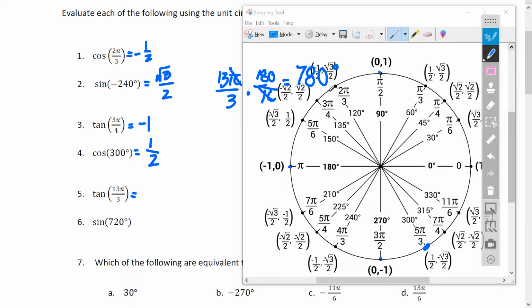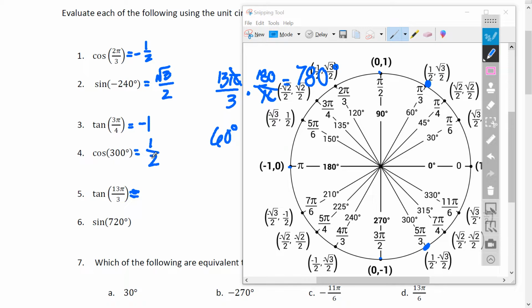All right, much more than 360. So if we subtract 360 from that, we get 420, which is still larger than 360. So we need to subtract 360 again. And we get 60 degrees. So this is equivalent to a 60-degree angle. So we're looking for tangent of 60 degrees. So 60 degrees is here.